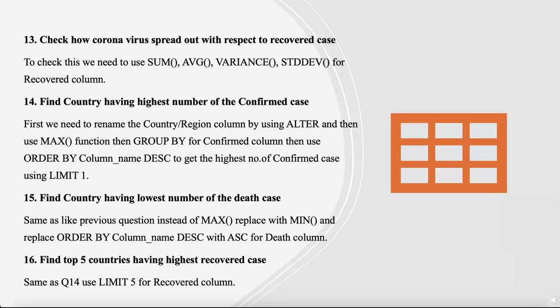And next, coming to the 15th question, it asks find country having lowest number of death case. It is similar to the 14th question. We can replace max function with minimum function, and then in the place of descending order we have to put ascending because it asks lowest number of death. These all operations would be performed in death column.